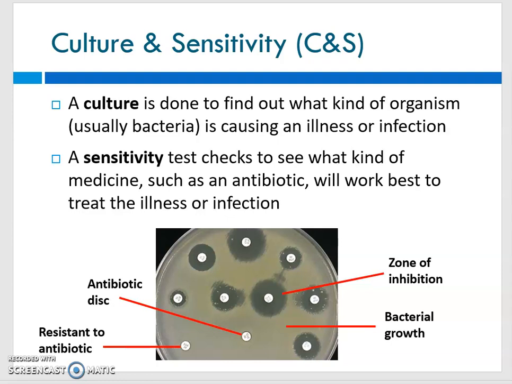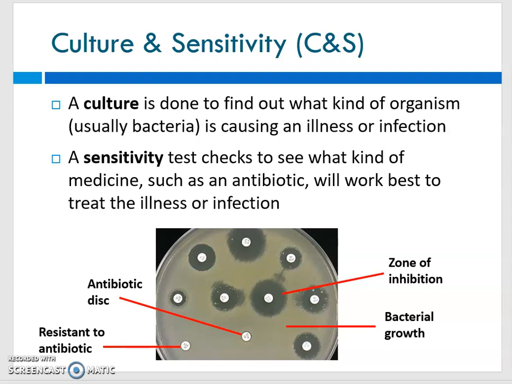This has become standard of practice in the last several years: to do a CNS, or a culture and sensitivity, on all urinary tract or suspected urinary tract infections to make sure the right antibiotics are being applied for effective treatment. So we send a specimen off to the lab. The lab will do their own urinalysis via dipstick, and then they'll do a culture and sensitivity, which you see depicted here. They'll take a sample of the urine and create a culture out of it to find out what kind of organism it is.